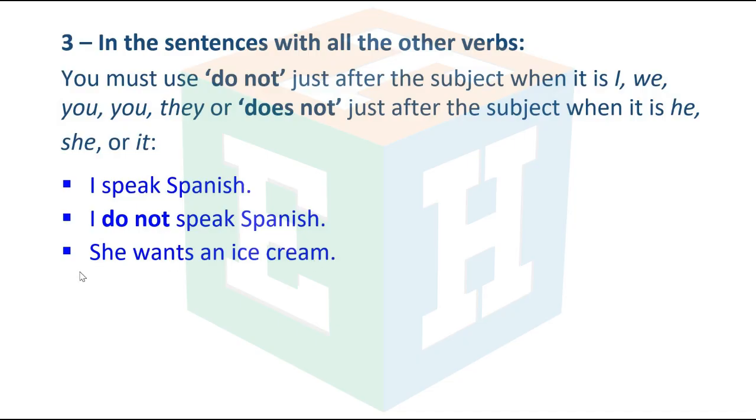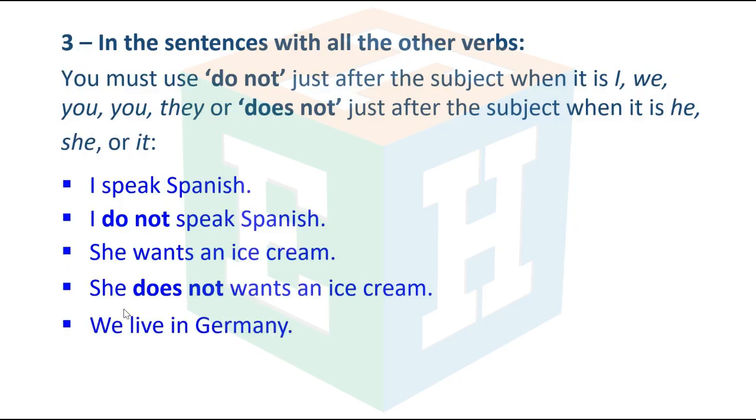She wants an ice cream. She does not want an ice cream, or she doesn't want an ice cream. We live in Germany. We do not live in Germany, or we don't live in Germany.